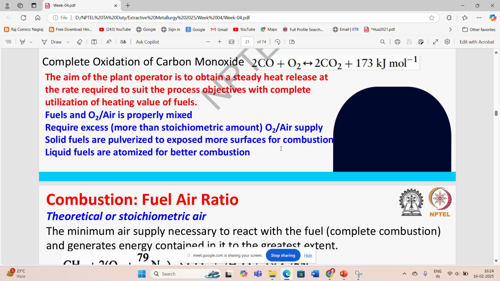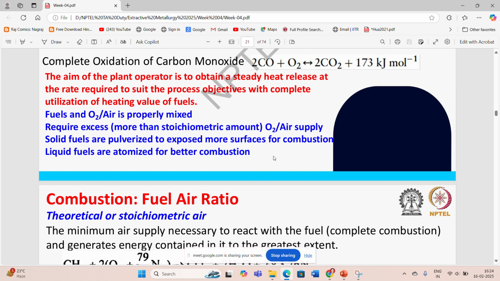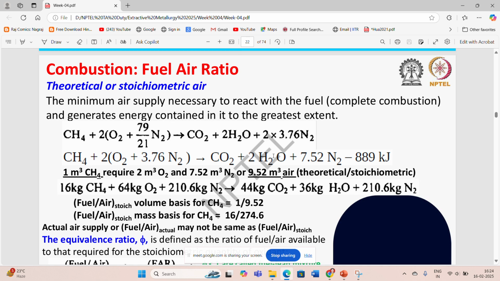Solid fuels are pulverized to expose more surface for combustion, and liquid fuels are atomized for better combustion. So if we talk about fuel to air ratio, the theoretical or stoichiometric air ratio is the minimum air supply necessary to react with the fuel for complete combustion and generate energy content in it to the greatest extent. This will be known as the theoretical or stoichiometric air requirement for the complete combustion of the fuel.